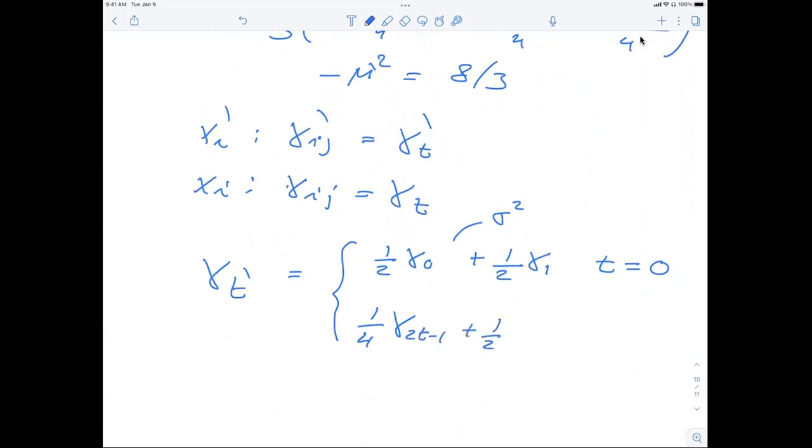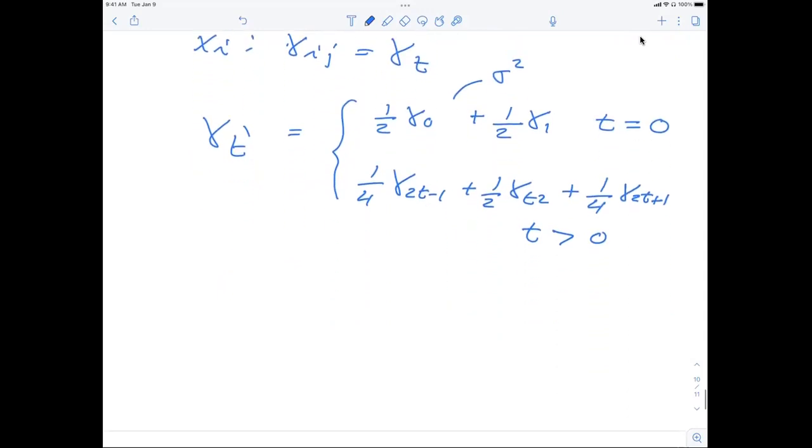plus, I'm not going to go through the derivations of all these quantities, but you can try it yourself if you want to, 1 divided by 4 of gamma of 2t plus 1, for t larger than 0. So it means that our gamma 0 prime is now going to be equal to 1/2 of gamma 0 plus 1/2 times gamma 1.